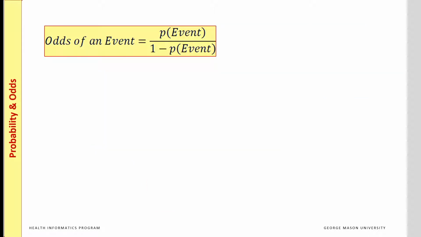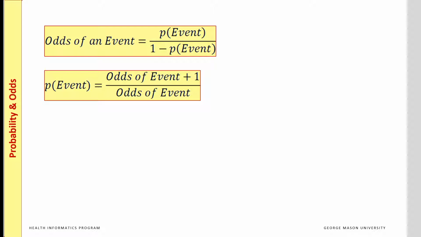Before we leave this topic, let's quickly discuss the relationship between probability of an event and odds of an event. Odds of an event is the ratio of the probability of the event occurring over the probability of the event not occurring. One can calculate the odds from the probability and vice versa. The probability of an event is just the odds divided by the odds plus 1.